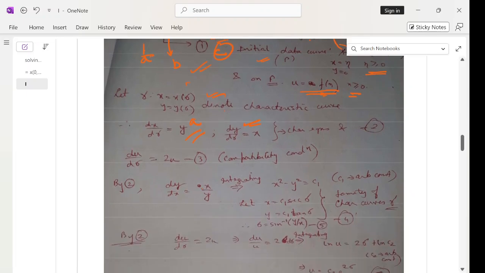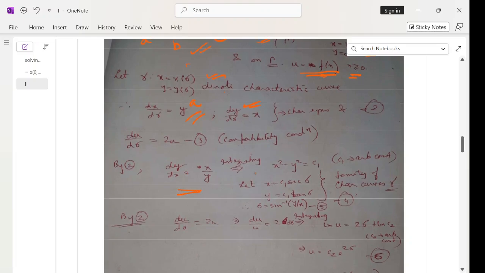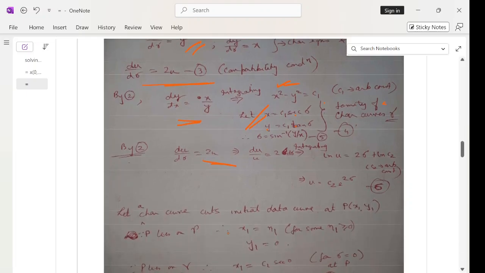So once again you can solve it, and you are getting this one as the one parameter family of curves, C1 being the arbitrary constant. So you can assume the parametric form, x equals to C1 sec sigma, y equals to C1 tan sigma, where sigma is the parameter characterizing the characteristic curves. And along the characteristic curve, how is your u varying via this compatibility condition? du d sigma equals to 2u. So from there also if you integrate, you are going to get this one.